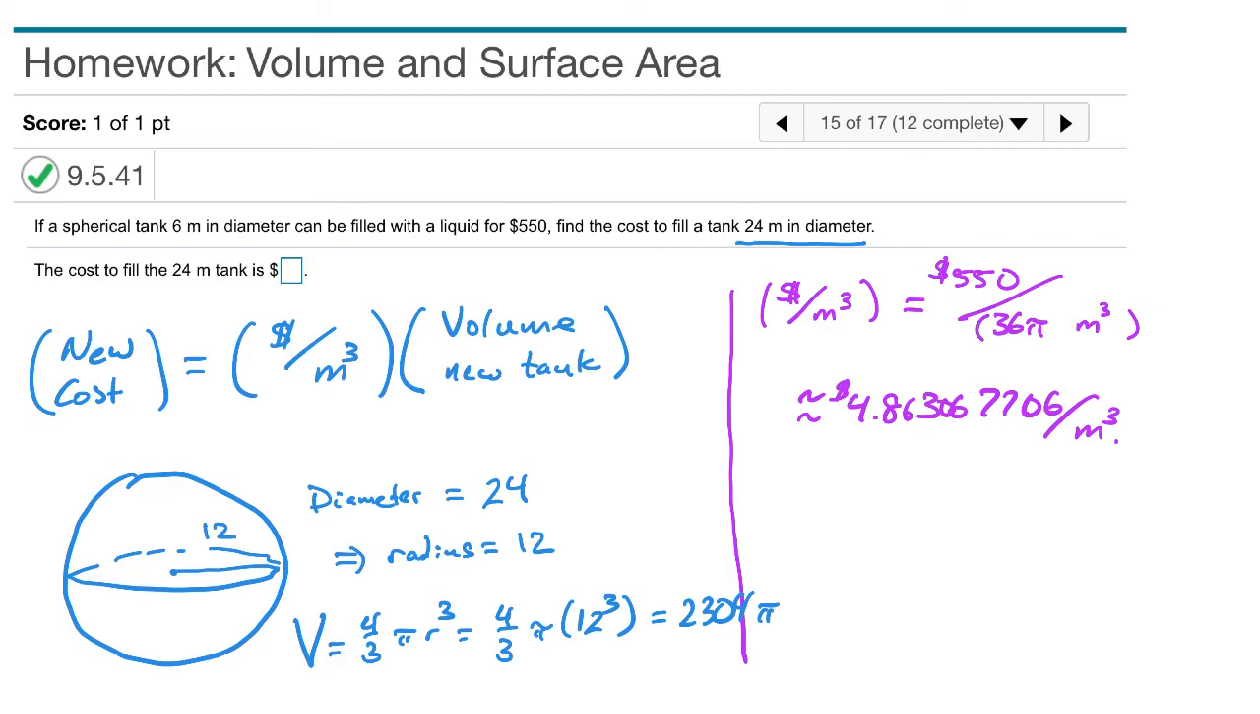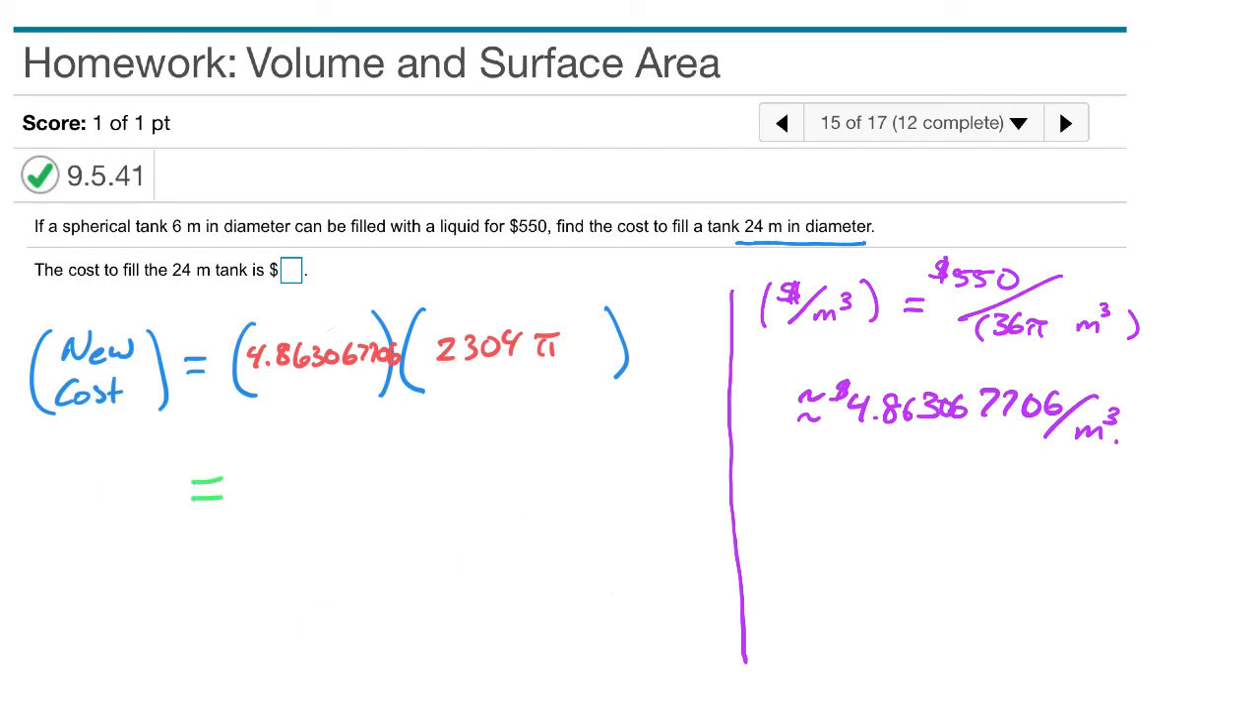And so that's the value that we can take and put into our expression for the volume of the new tank. And so what we have is our cost per cubic meter, $4.863067706, and our volume for the new tank was going to be 2304 times pi. And so when we take the product of those two numbers, that actually gives us a final value of $35,200 to fill our new tank.